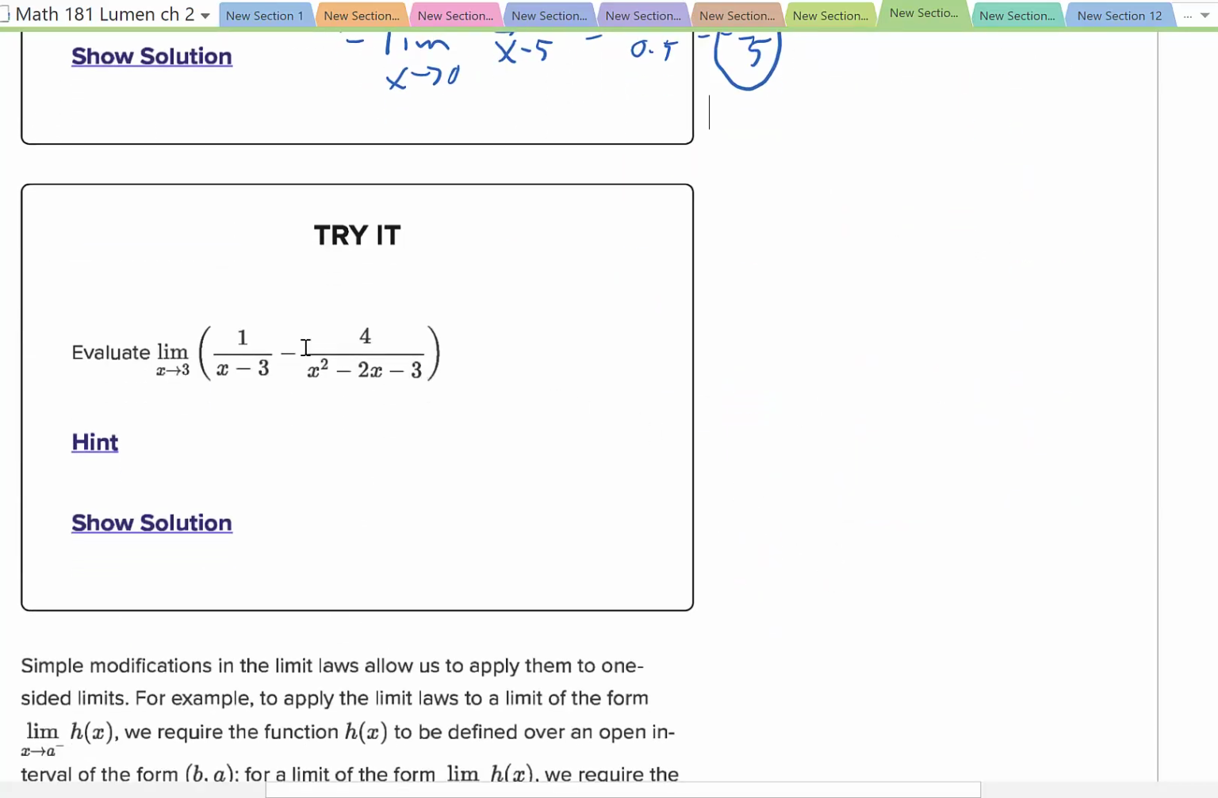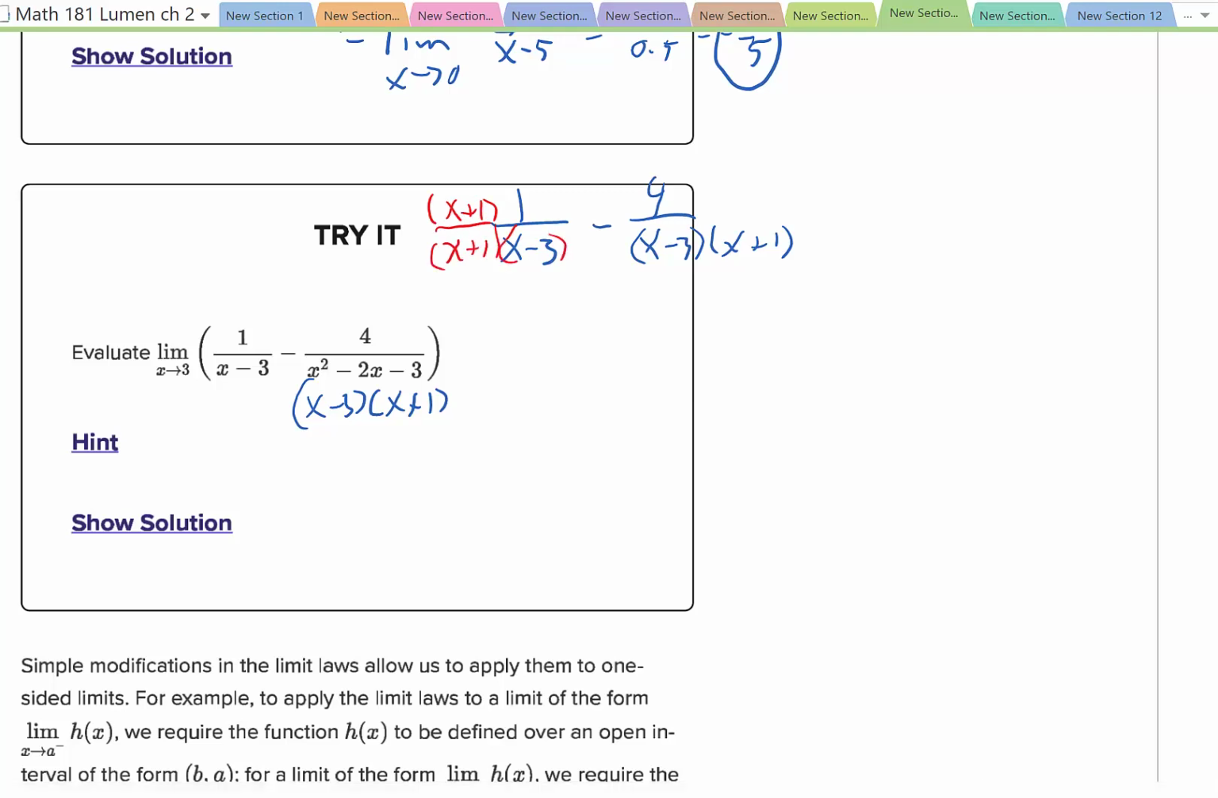We have another one like this. In this case, I would factor the x squared minus 2x minus 3. So we'd have 1 over x minus 3, and this factors to be x minus 3 times x plus 1. And the common denominator is obviously going to be x minus 3 times x plus 1. So I'm going to multiply over the first term by x plus 1 over x plus 1.